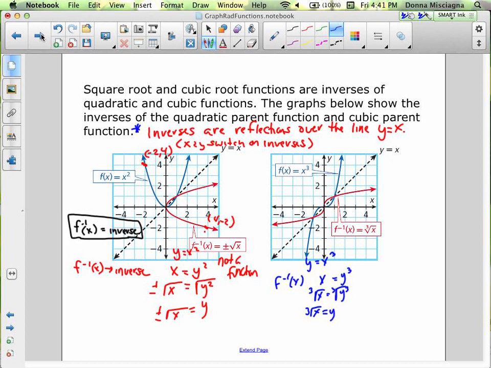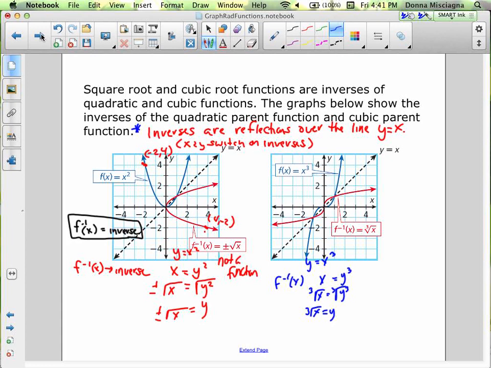It's actually very easy to write inverses, so long as it's an easy equation to solve. You simply switch the x and y's and you solve for y. All right, so here we have y equals x squared. And if we switch them, we have x equals y squared, because on inverses, x and y switch. And now we want to write it as a function. We're going to solve for y.